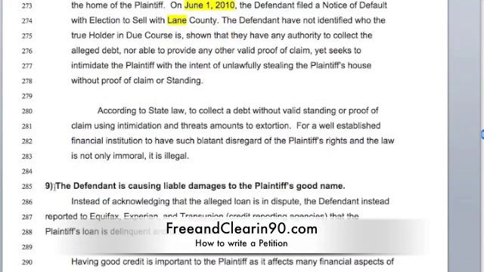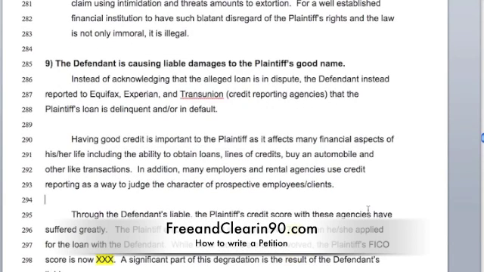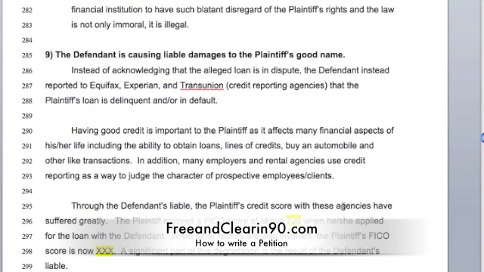All right, the plaintiff is claiming libel, damage to my good name. Instead of acknowledging that this debt is in dispute, they went ahead and reported to the credit bureaus, smearing my name. And it's important for my name because I need that to borrow money, buy an automobile, and for other financial transactions. Many employers use my credit rating as the judge of character, and now they've destroyed my good name, and that's not right. And so I'm asking them to do what's right by me.